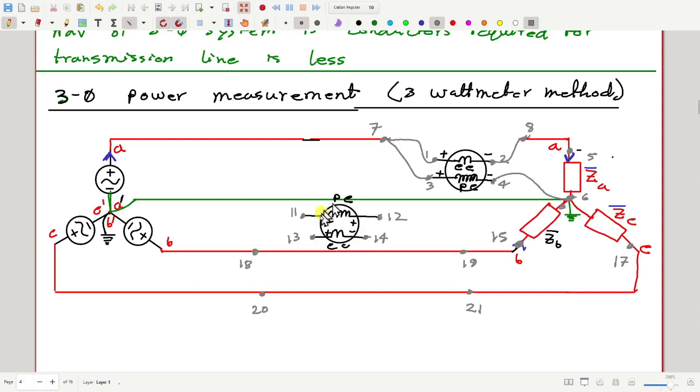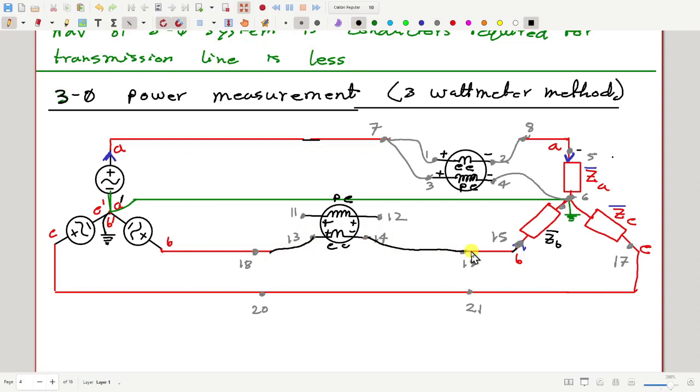Now, the purpose of this wattmeter is to measure power consumed by ZB. How should I connect? Please go ahead. Tell me. To measure power in ZB. 13 and 14 in series with 18 and 19. So 13 and 14 go in series with this line, so that it measures like this.